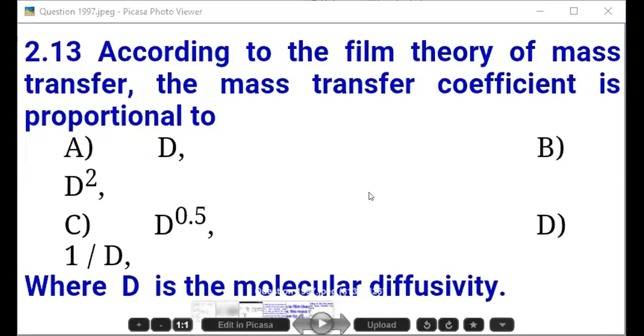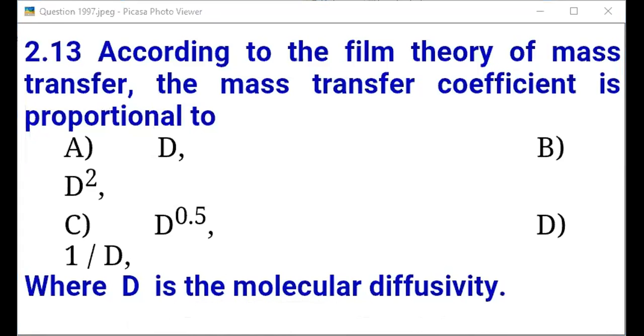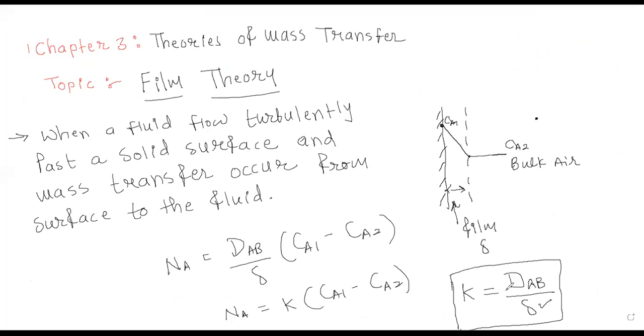Now the correct answer is A, molecular diffusivity D, because mass transfer coefficient K is proportional to DAB. So the correct answer is A, it means K is proportional to D, and this is the correct option. Now I would like to give another question, and that's a mathematical question.